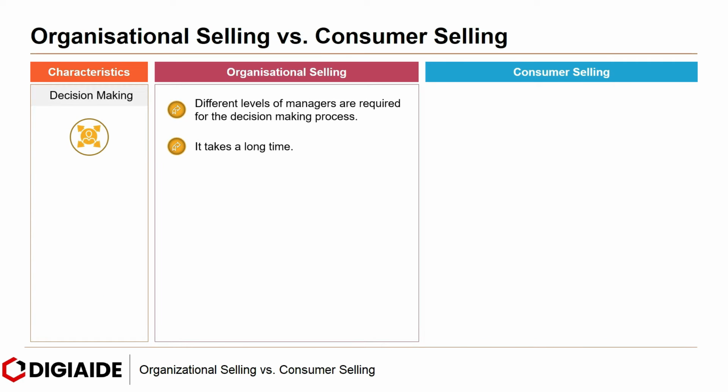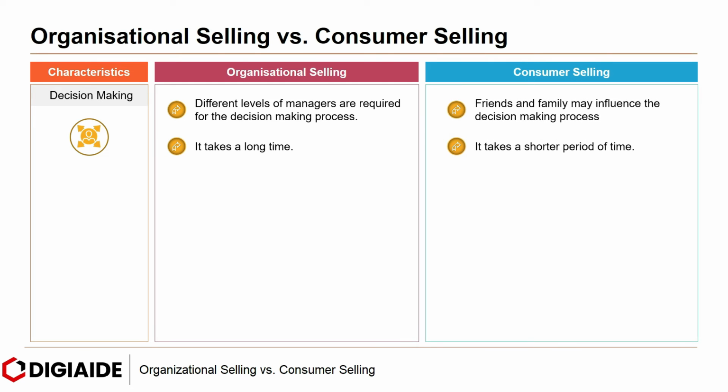Next, the aspect of decision-making. In organizational selling, different levels of managers are required for the decision-making process. It takes a long time. Whereas in consumer selling, friends and families may influence the decision-making process. It takes a shorter period of time.